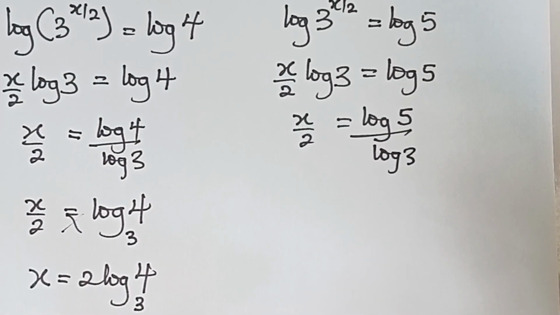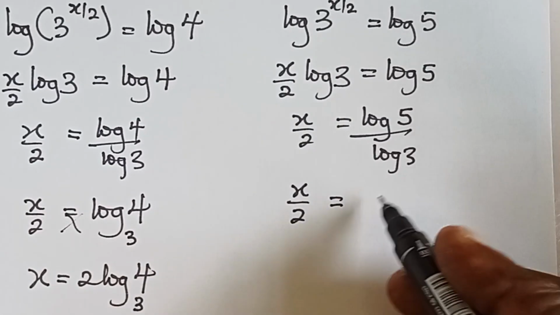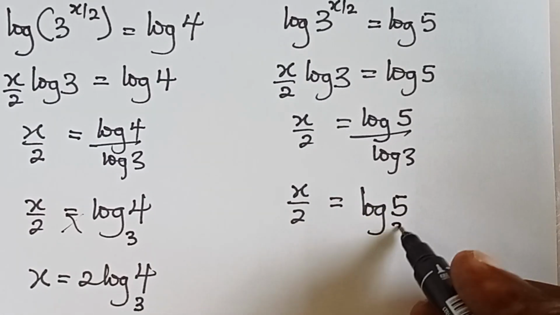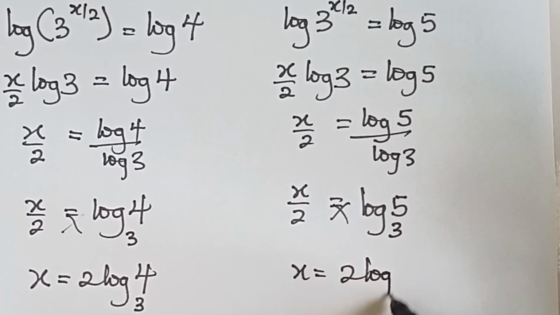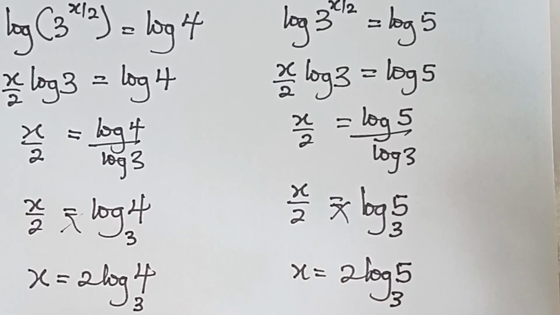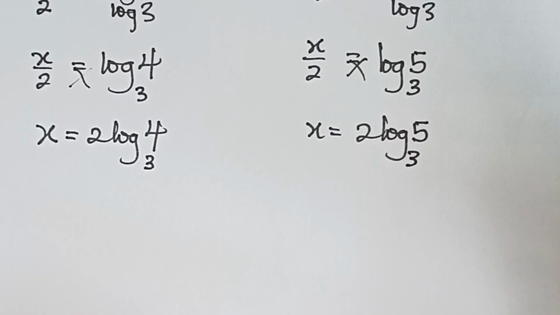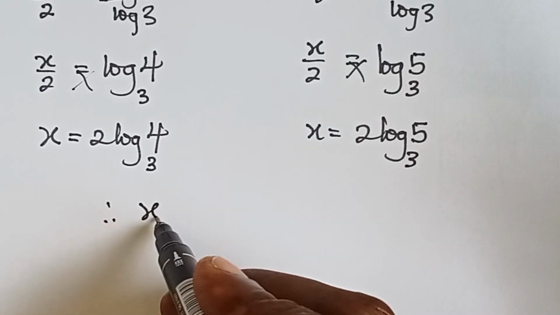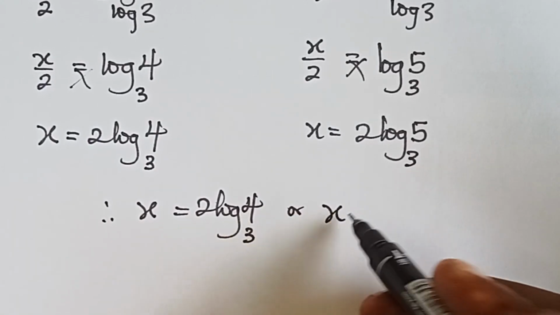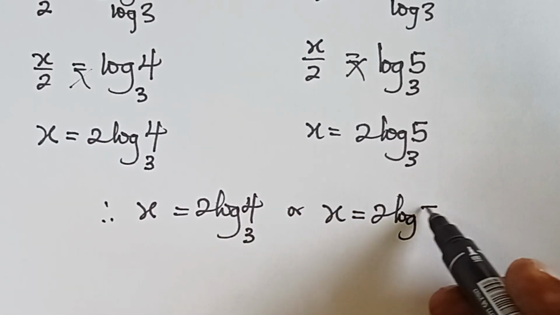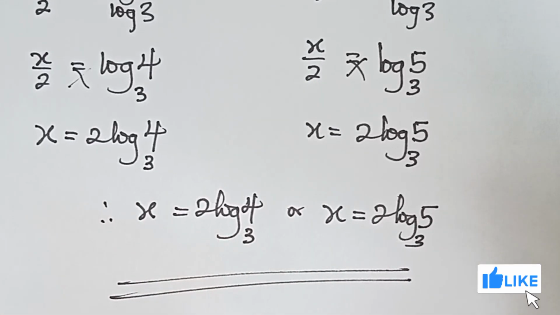As I said the other time, another way to write log 5 over log 3 is log 5 base 3. And then you cross multiply, so our x equals 2 log 5 base 3. Now we have gotten the answer for the value of x. The values of x are x equals 2 log 4 base 3 or x equals 2 log 5 base 3. These are the values of x.